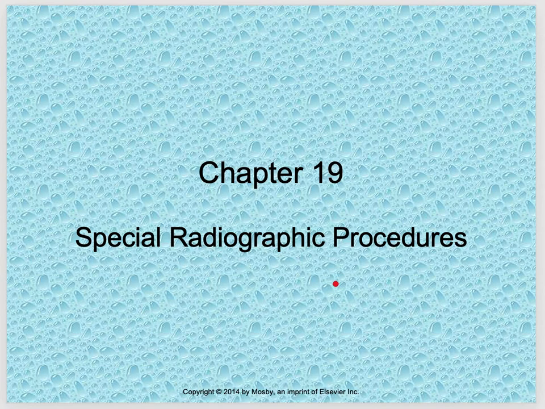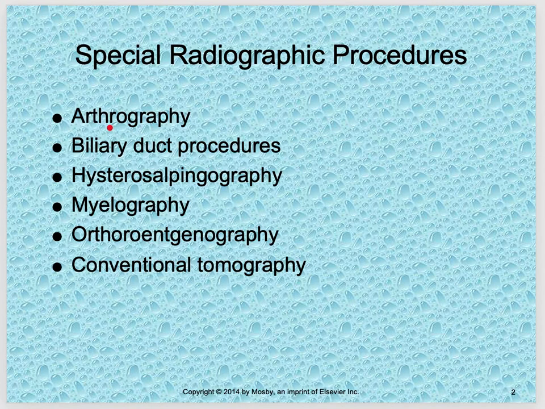So, chapter 19, special radiographic procedures. We're going to be talking arthrography, biliary duct procedures, which if you remember, we've already covered quite a bit of them. Hysterosalpingogram, myelogram, myelography, orthoretinography, orthorenkinography, and then conventional tomography. And we talked about conventional tomography when we talked about imaging of the kidneys.